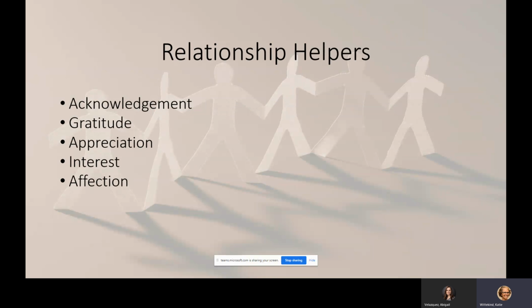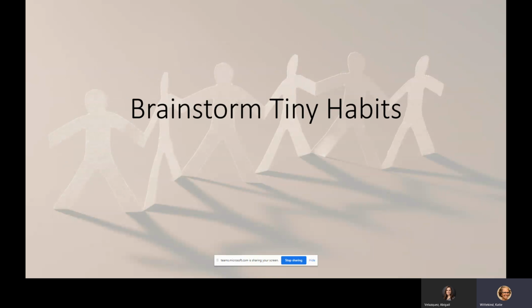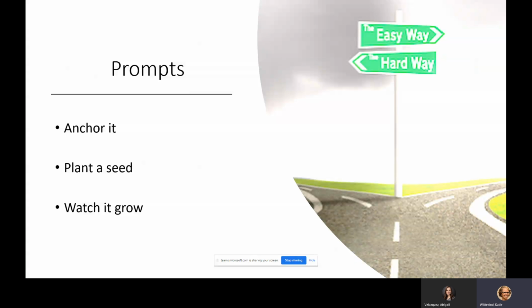Okay, so hopefully you had a chance to think of one 30-second tiny habit or behavior that you could do that is related to one of these relationship helpers. But as we talked about earlier, there is more than just pulling the lever of ability and coming up with a behavior that's really easy. There's also prompts or a reminder to do the behavior that's really important.